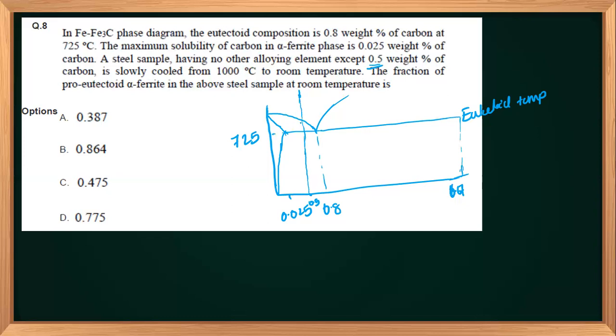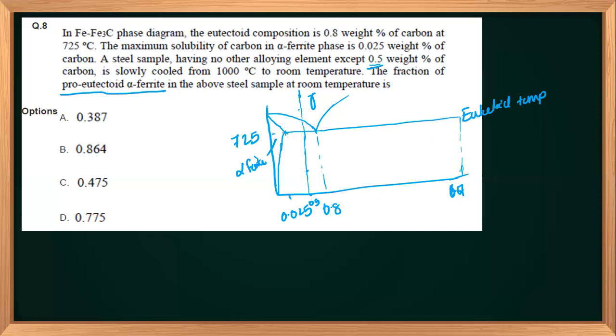Now what it is asking is the fraction of pro-eutectoid alpha ferrite when the steel reaches room temperature. Suppose this is the room temperature which can be reached, right? What will be the composition when it reaches this one? Now what will happen? This is completely gamma or austenite, and this will be alpha ferrite. So why is it called proeutectoid? Because it is forming before the eutectoid reaction, right? So this is the eutectoid point. Proeutectoid alpha ferrite will form here only.